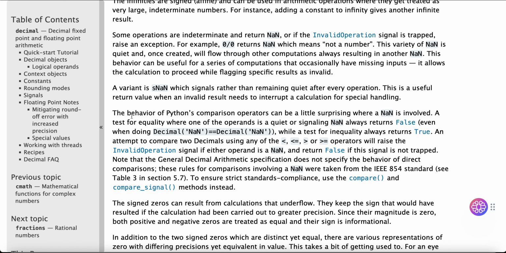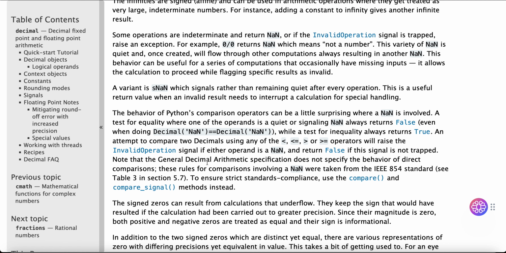The behavior of Python's comparison operators can be a little surprising where a NaN is involved. A test for equality where one of the operands is a quiet or signaling NaN always returns False, even when doing Decimal('NaN') == Decimal('NaN'), while a test for inequality always returns True. An attempt to compare two Decimals using any of the <, <=, > or >= operators will raise the InvalidOperation signal if either operand is a NaN, and return False if this signal is not trapped.